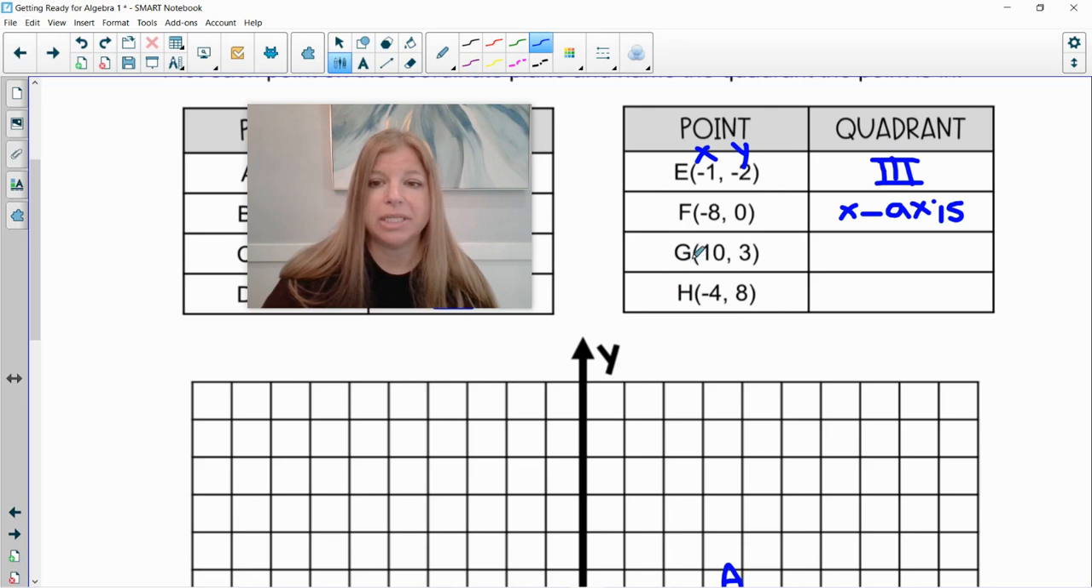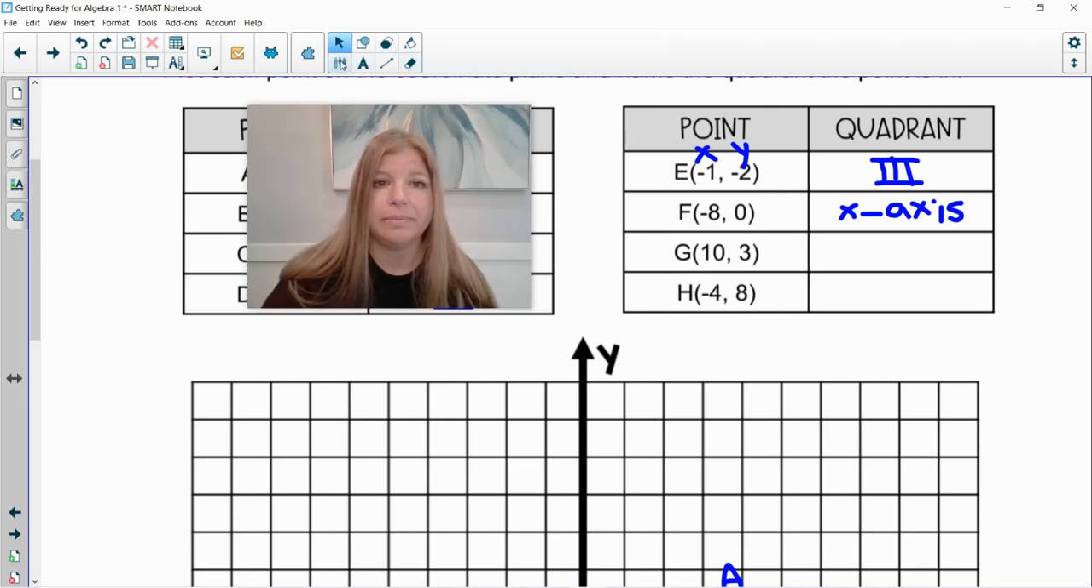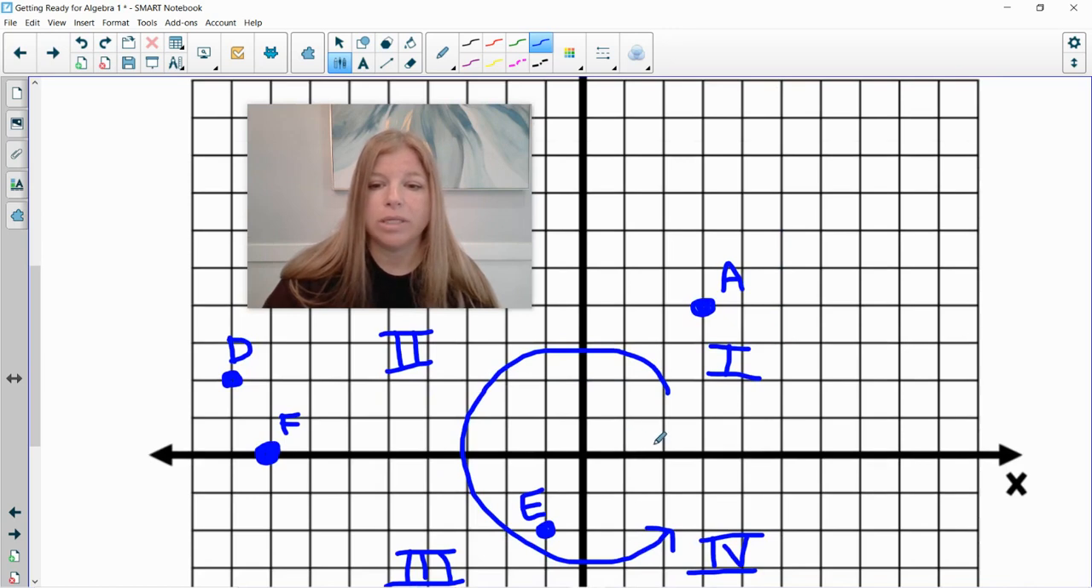Point G. G is at 10, 3. So to go to 10, 3, I'm going 10 on the x-axis and then 3 on the y-axis. 1, 2, 3, 4, 5, 6, 7, 8, 9, 10, and then 3 on the y-axis. 1, 2, 3. This is where point G is. G is in the first quadrant.